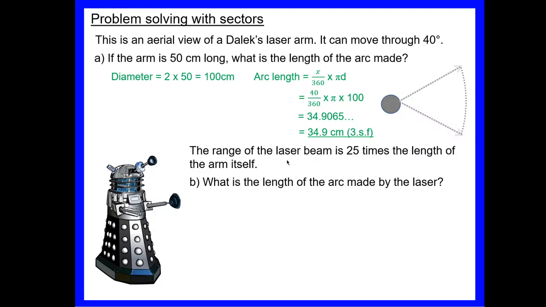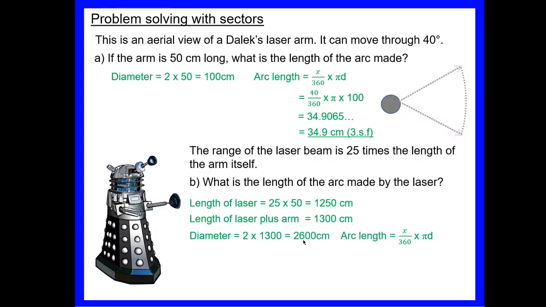Our second part then, the range of the laser beam is 25 times the length of the arm itself. What is the length of the arc made by that? So remember, our arm is 50, so we need 25 times 50 is 1,250. But the laser is coming out from the end of the arm, so to get us to the center of that arc, we are going to need to add on the other 50 centimetres. So the laser plus the arm is 1,300 centimetres. Again, our formula requires diameter, so we're going to need to double that. So our diameter is 2,600 centimetres.